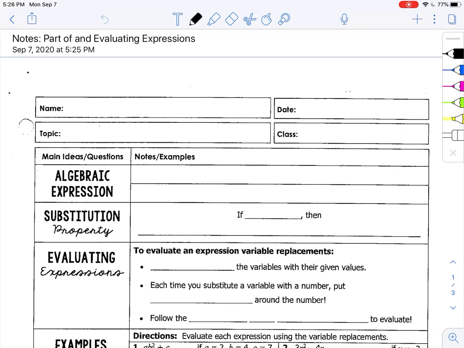In this video, we're going to be talking about algebraic expressions and how to evaluate them. First, we must know what an algebraic expression is. It is a mathematical phrase made up of numbers and variables.